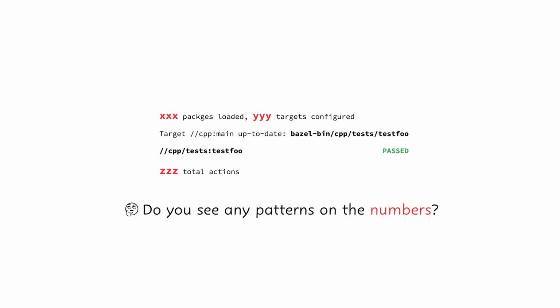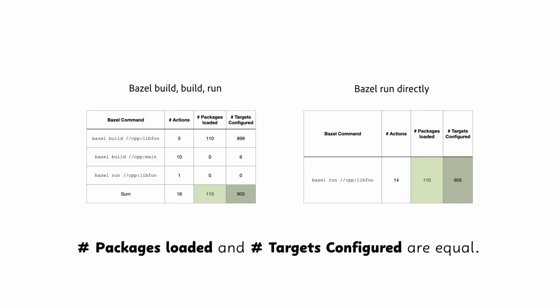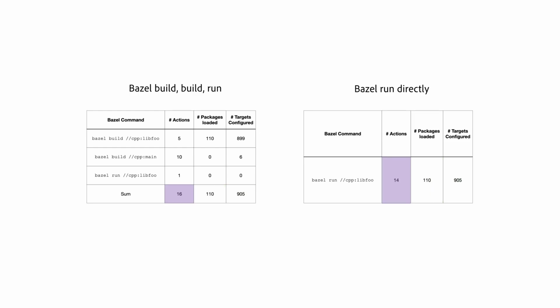Now I want to ask a question. Do you see any patterns in the number of packages being loaded, the number of targets configured, and also the number of total actions? I made a table that compares the numbers between build-then-run and run directly. We can find that the number of packages being loaded and the targets being configured are the same regardless of whether you are using the intermediate steps or not. The number of effective actions is also equal.